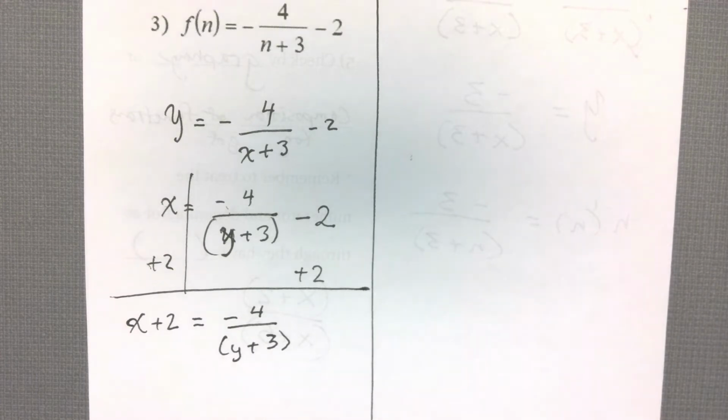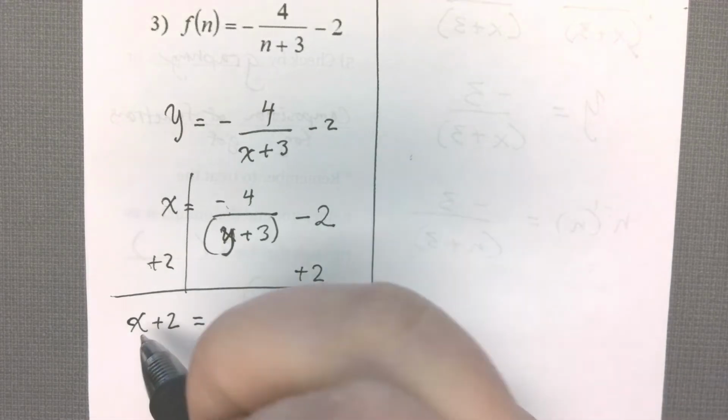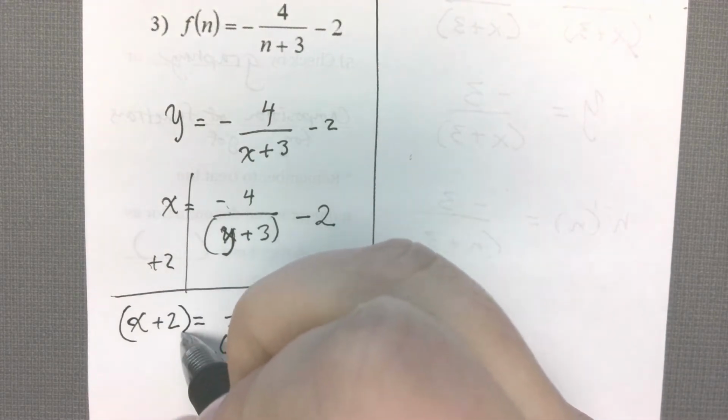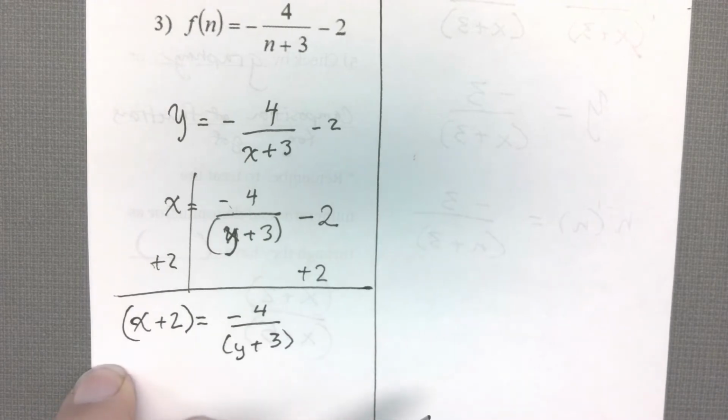Okay, what do we do next? You multiply y plus 3 on both sides. I heard 3 of you saying it. I love that. Great job. You got to put this side in parentheses because it's got to go to the whole thing.